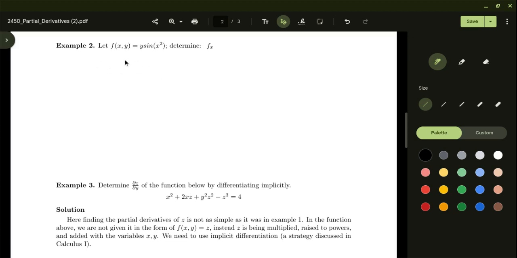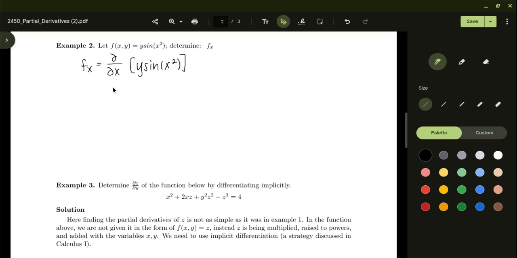Here we have the function f of x, y equals y times sine of x squared. This time we actually are going to need to apply one of those rules that I just talked about, and namely it's going to be the chain rule. We're asked to determine the partial derivative of f with respect to x. To do this, I'm going to rewrite this with notation: taking the partial derivative of our function y sine of x squared, and again, we're doing that with respect to just the variable x.